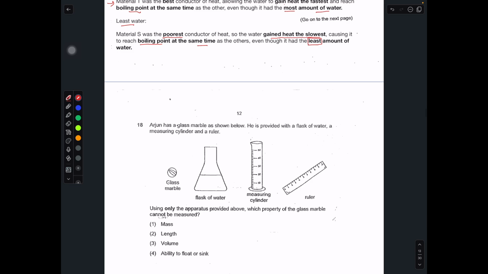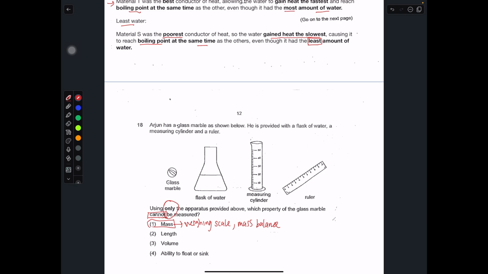So over here, Arjun had a glass marbles as shown below. He was provided a flask of water and a measuring cylinder together with a ruler. Using only the apparatus, which of them cannot be measured? Okay, the answer is mass. If you want to measure mass, you have to use a weighing scale, or sometimes we call it a mass balance.